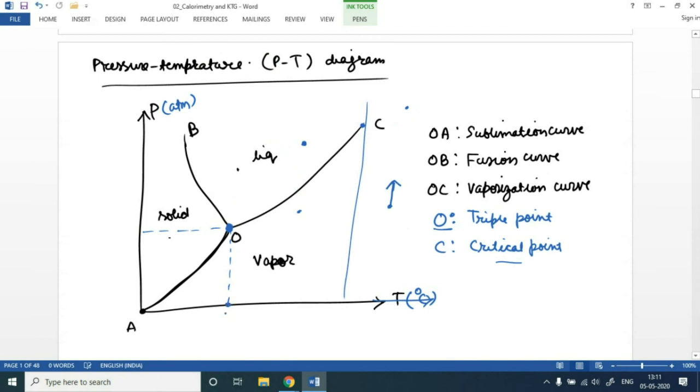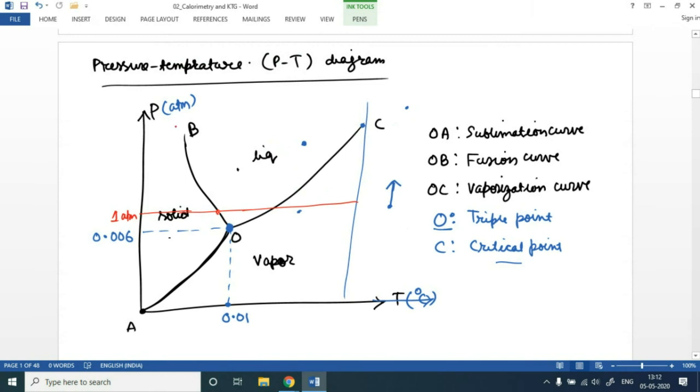So the triple point of water is 0.01 atmospheric pressure. This is the line of atmospheric pressure. This is 1 atm pressure, say. So obviously this point here, that would be on the fusion curve.